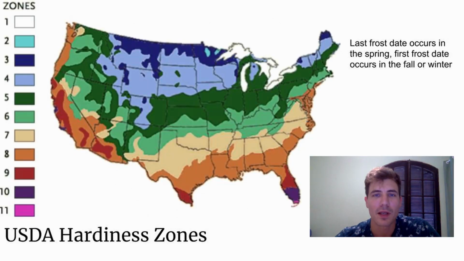This is an image of the USDA hardiness zones. Much more detailed maps can be found on the internet, and you can type in your local zip code to find the most accurate results. If you are located in another country, you should be able to find this data under another name.